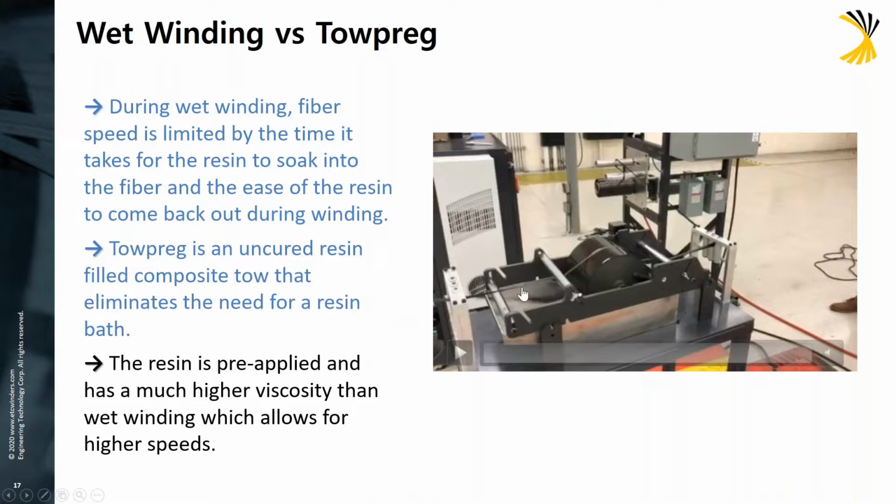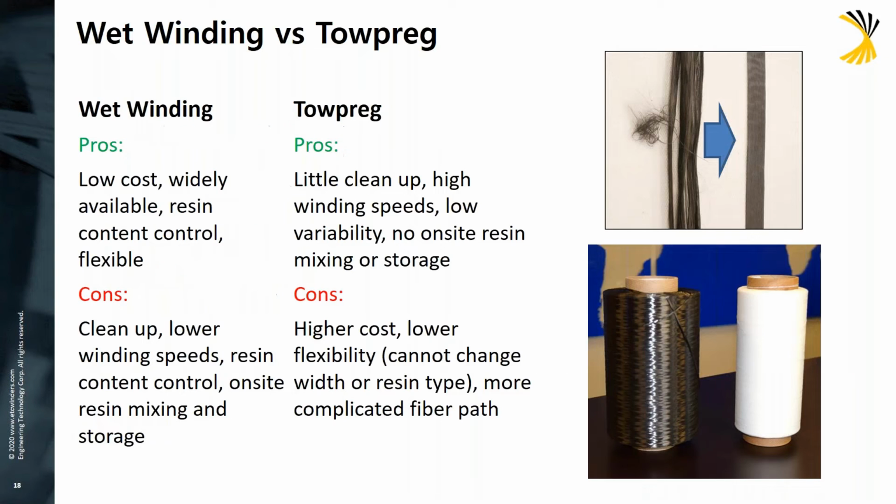It also disconnects your winding process from your resin impregnation process, so they become two separate processes, which can give you more flexibility. The resins that are pre-applied in Towpreg are typically of higher viscosity than wet winding, which allows for much higher winding speeds, on the order of 3 to 5 times that of wet winding.